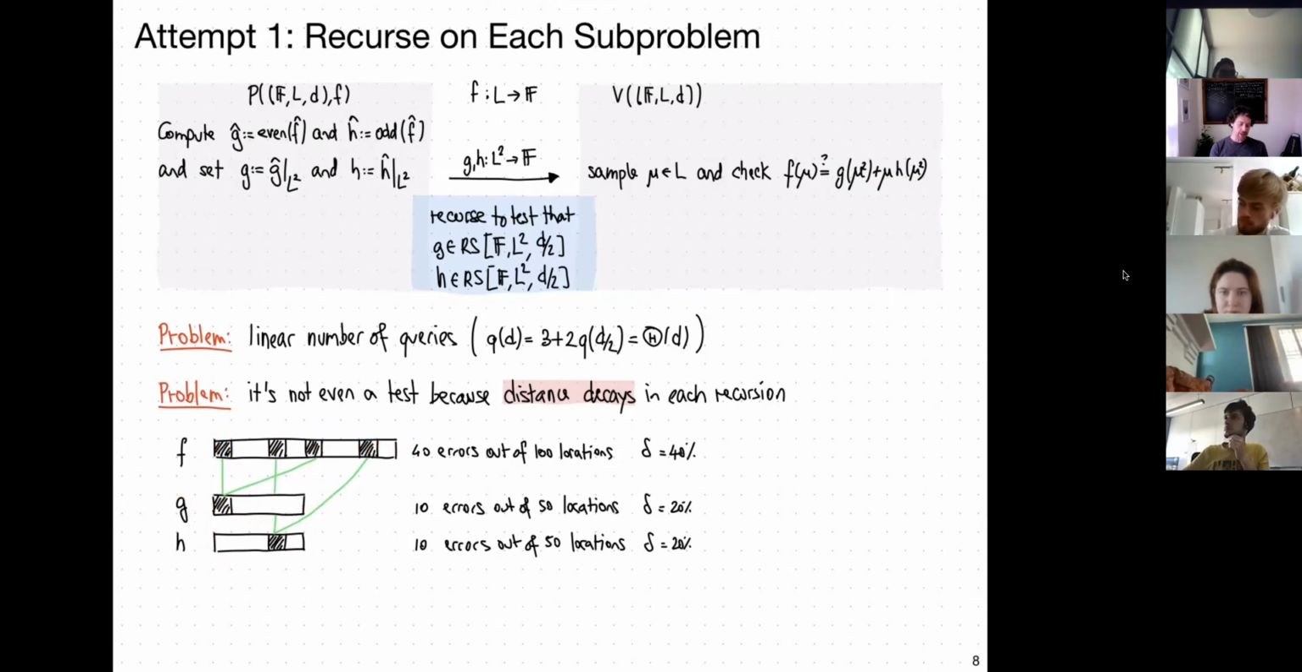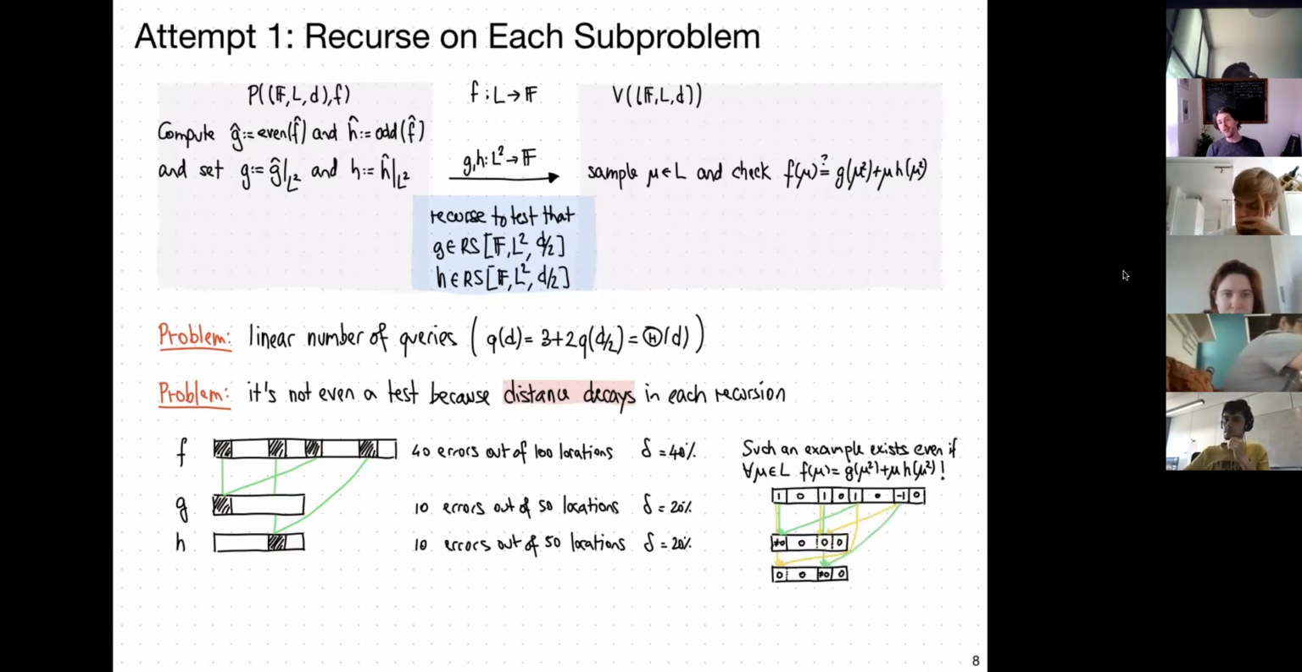But because the function g would contribute twice to f, it could be the case that g would be 20% far and h would be 20% far. Together it would consist of like 40% errors, but we then recurse on each one of these, and the distance decays by a factor of half. So if we do this, the distance will decay by a factor of half and half and half, and in the end we have nothing. So that's not what we want.